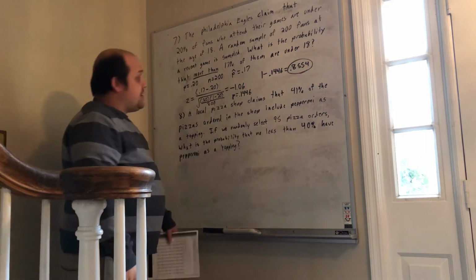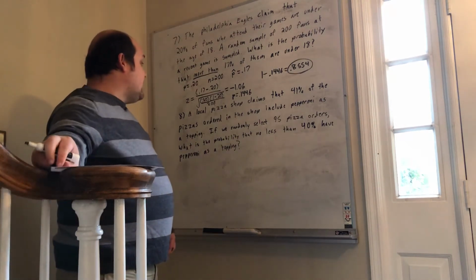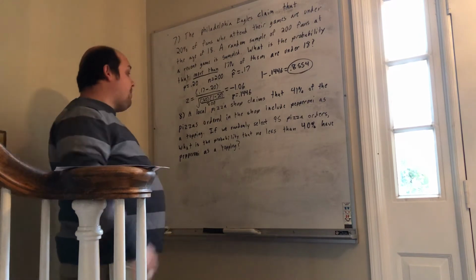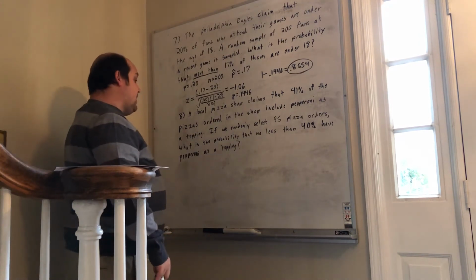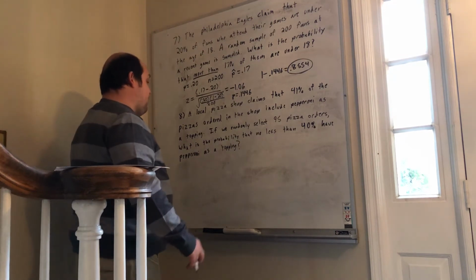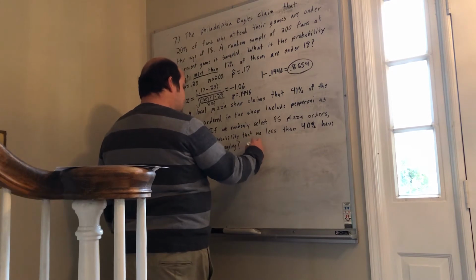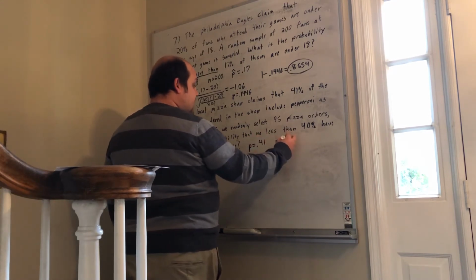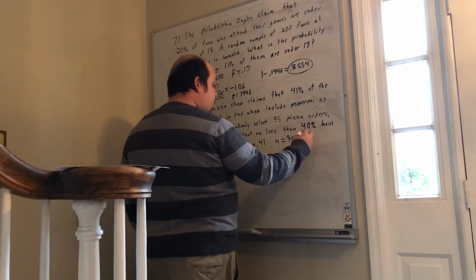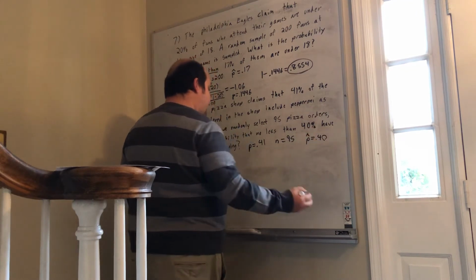For number 8, it starts out, a local pizza shop claims that 41% of the pizzas ordered in the shop include pepperoni as a topping. If we randomly select 95 pizza orders, what's the probability that no less than 40% have pepperoni as a topping? So the one that comes from the whole population that they gave us is P equals 0.41. The number of pizzas we'll be sampling is N equals 95, and we're looking to see if the sample value is no less than, or in other words, more than 40% or 0.40.